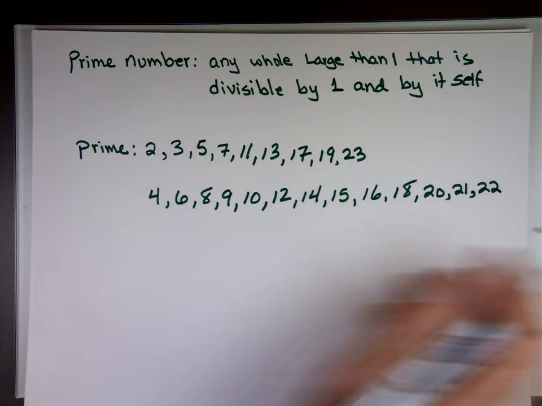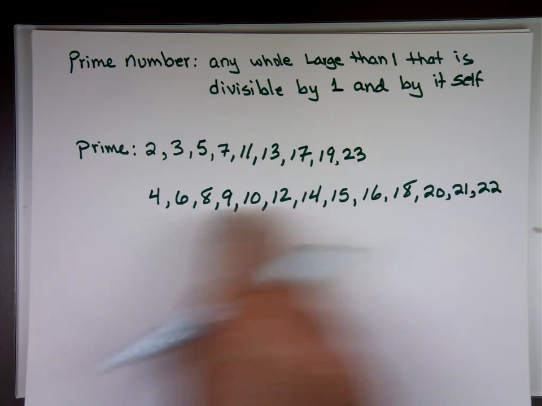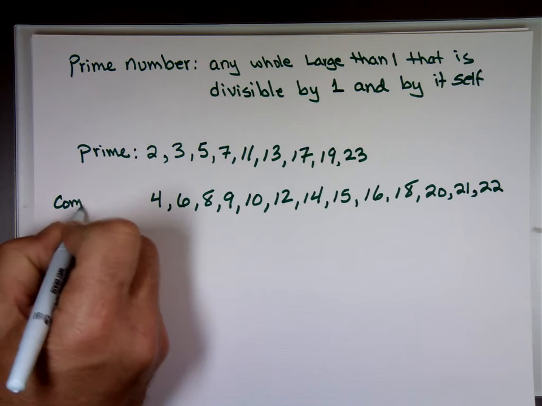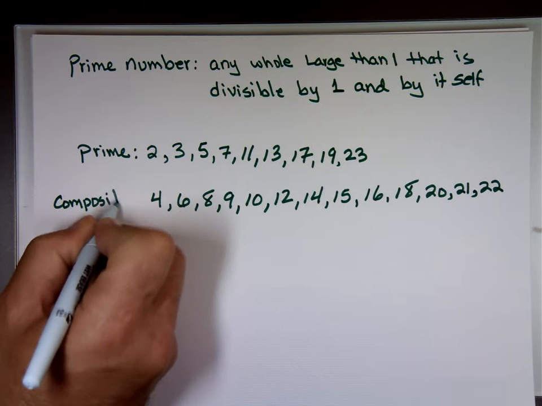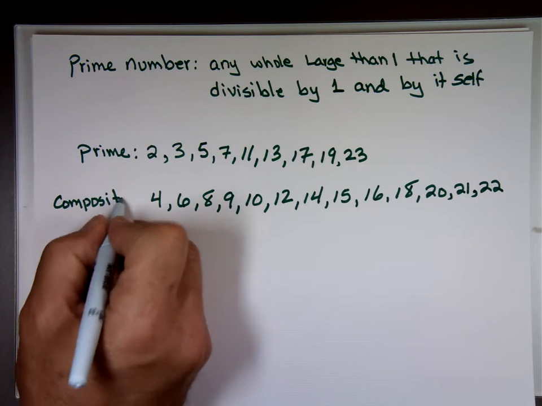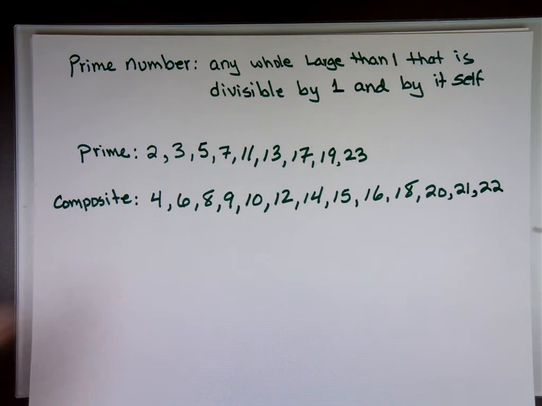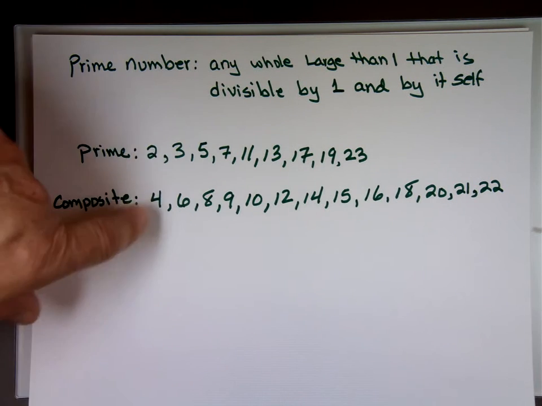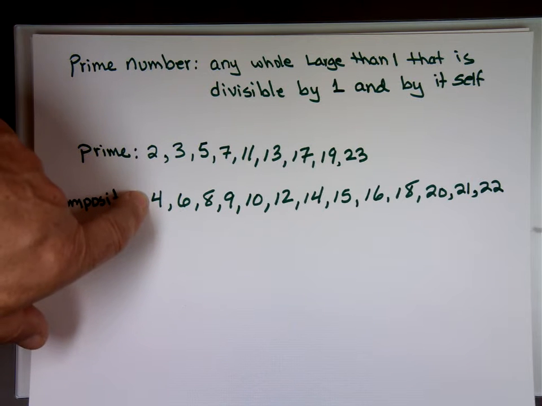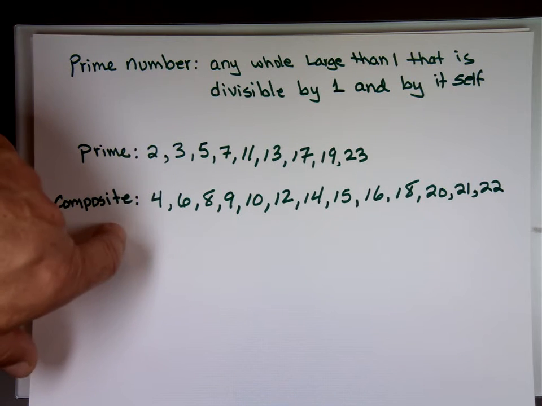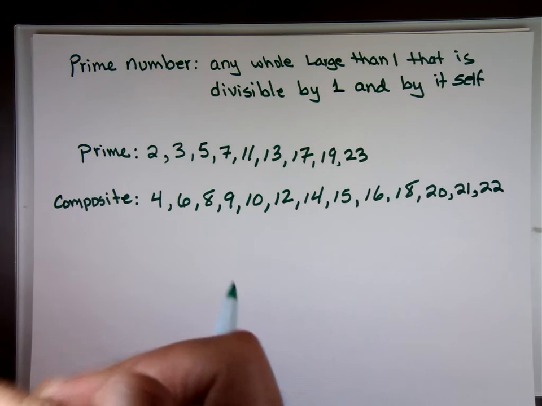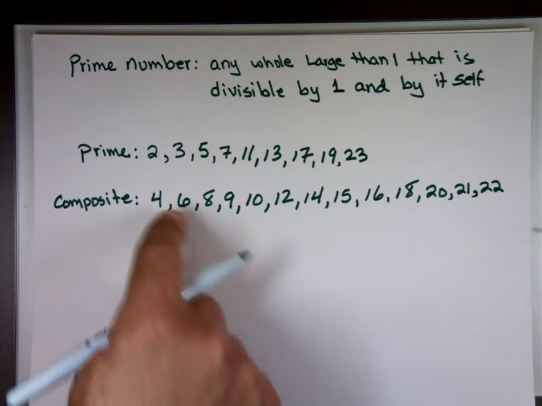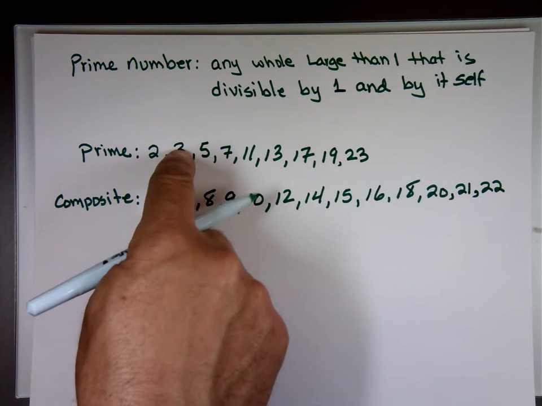Now, if the number is not a prime number, then what do we call these numbers? Composite numbers. So basically, composite is not a prime number. Any whole number that has more than 2 factors. This has more than 2. It has 1, 2, and 4. 1 times 4 is 4. 2 times 2 is 4. There's the 1, the 2, and the 4. There's 3 factors. 6 is 1 times 6 and 2 times 3. There's 4 factors to that one. So if it's not a prime number, it's a composite number.